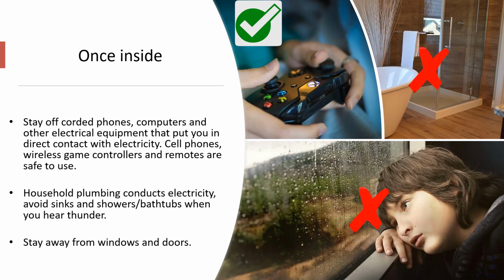Once inside, you want to stay off corded phones, computers, and other electrical equipment that you put in direct contact with electricity. Cell phones, wireless game controllers, and remotes are safe to use, anything that's not plugged into a wall. Household plumbing conducts electricity, so you want to avoid sinks, showers, and bathtubs when you hear thunder. And you also want to stay away from doors and windows.